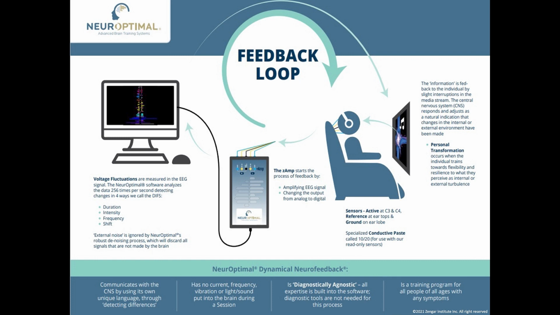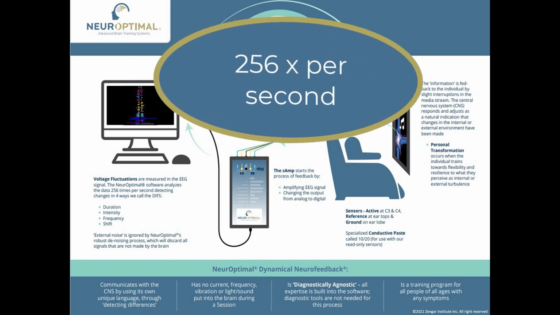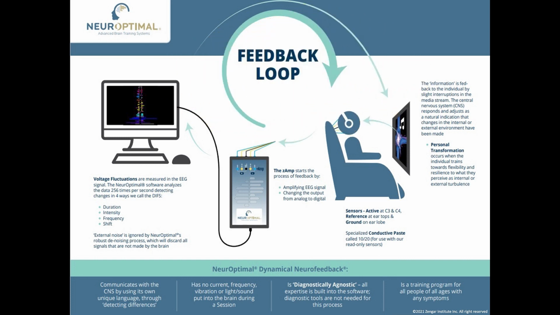So here, remember, this is amplifying the signal, but it's also changing it from analog into digital so that the computer software program will read it. Then immediately feedback is given back to the individual. Now you can tell when we say real time, it's got to go through a lot to get to real time, but we're doing it 256 times per second. You guys might want to say that one out loud just so you hear it again. 256 times per second. That's crazy fast. I mean, that is incredible.